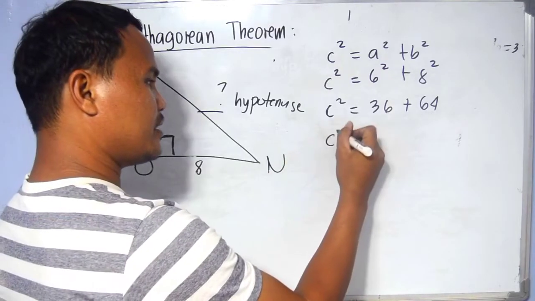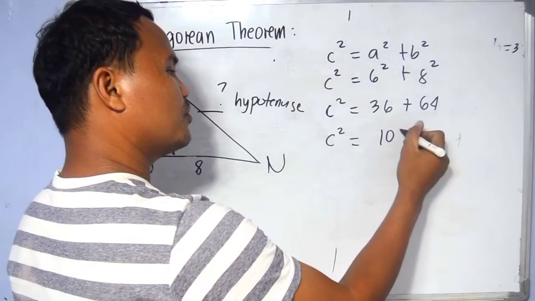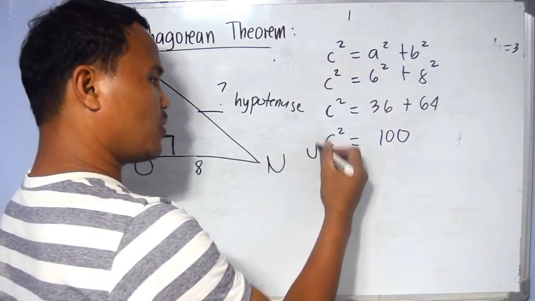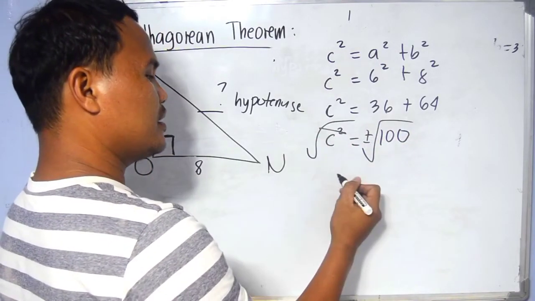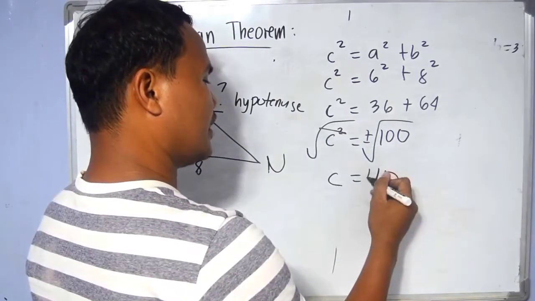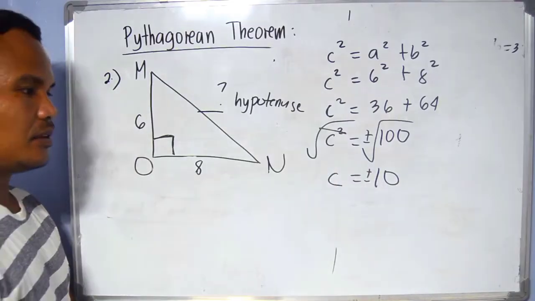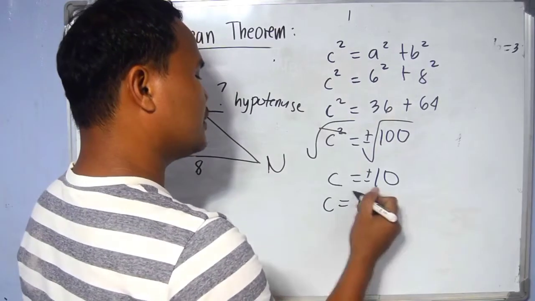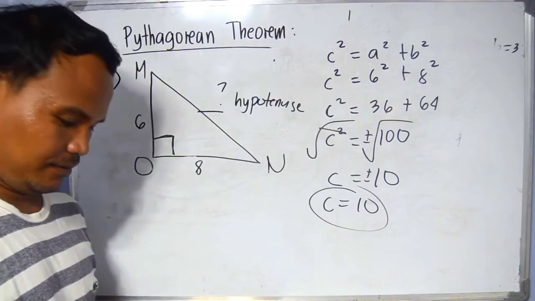C squared equals, add the two numbers, so we have 100, and then we take the square root of both sides. C equals the square root of 100, which is 10. So we have two values of C, positive 10 and negative 10. We only take the positive one. So the value of our hypotenuse here is 10.